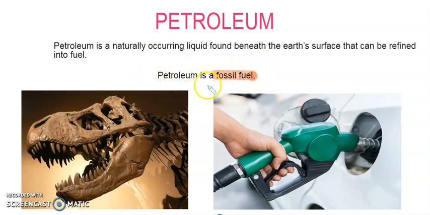What is a fossil fuel? Fossil fuel means the fuel that is produced by the dead remains of plants and animals. This petroleum is mainly found under the sea bodies. So, let's study how this petroleum is found.